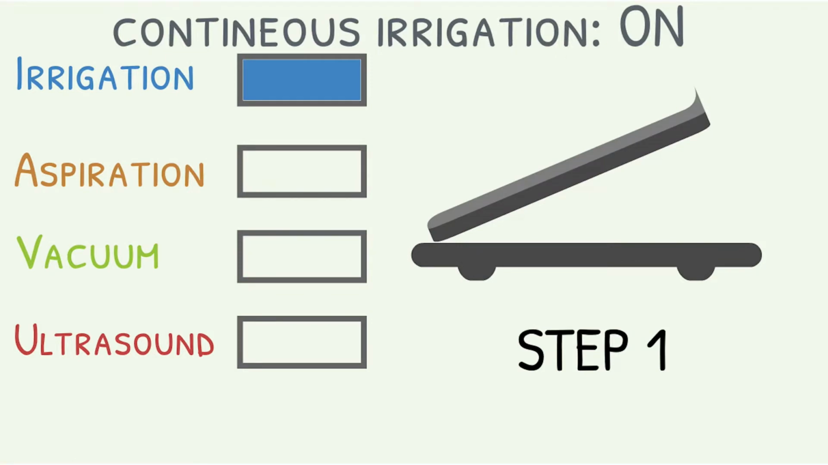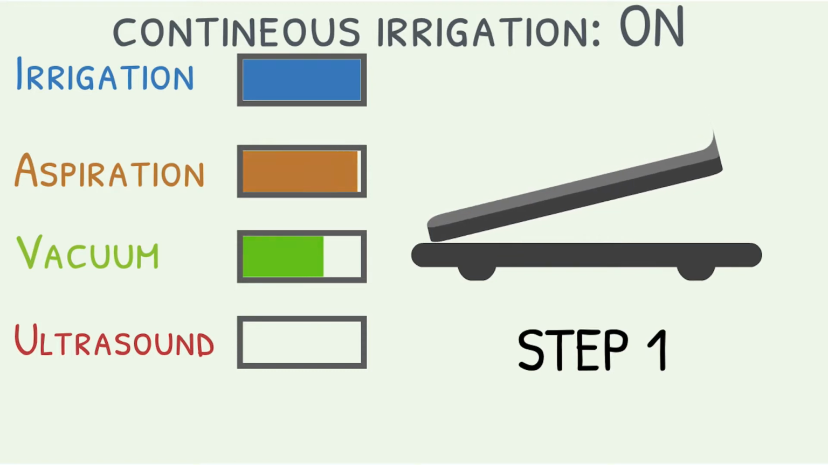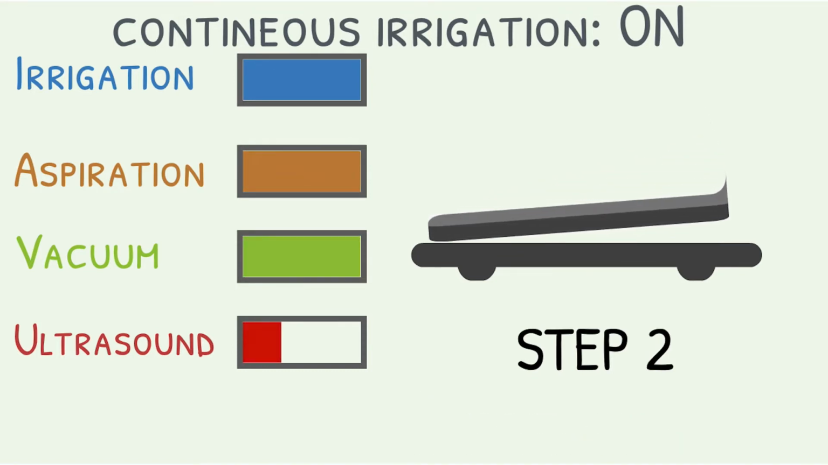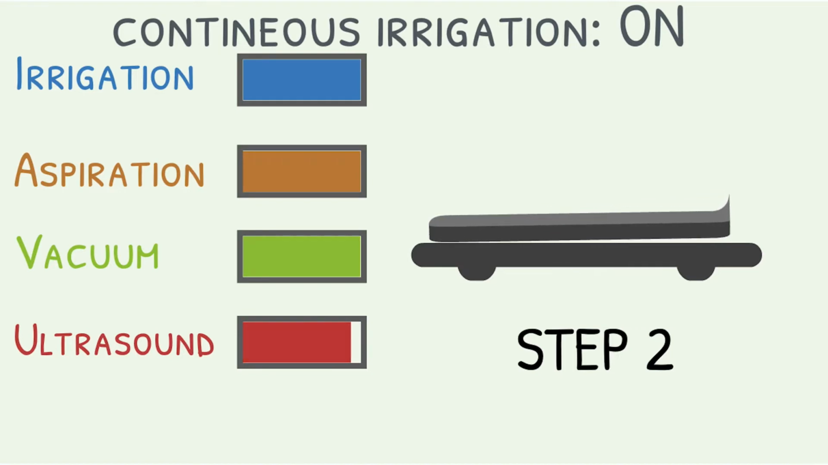When we turn the continuous irrigation on, we will have only two steps. The first step is aspiration and vacuum: aspiration when there is no occlusion, and vacuum when there is full occlusion. The second step is irrigation, aspiration, vacuum, and ultrasound.